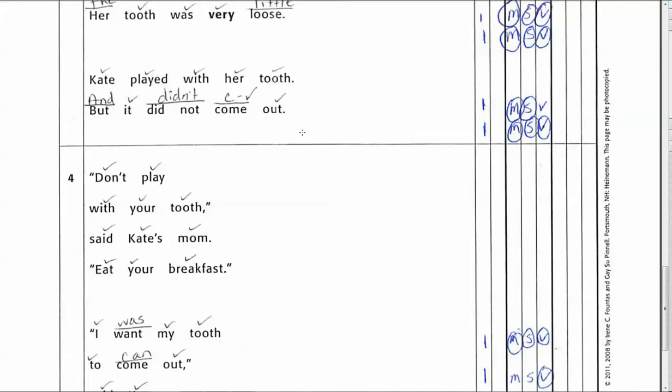Kate played with her tooth and it didn't and. So Kate played with her tooth and. Does it make sense? If a student didn't pay any attention to this punctuation, Kate played with her tooth and would make sense. Does it sound right? Yes, it will sound right. Are there any visual similarities? No.